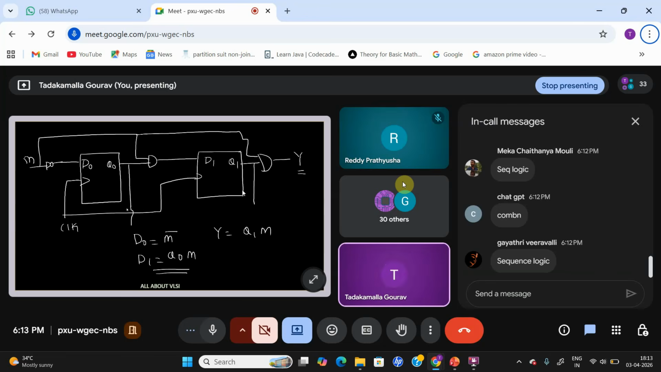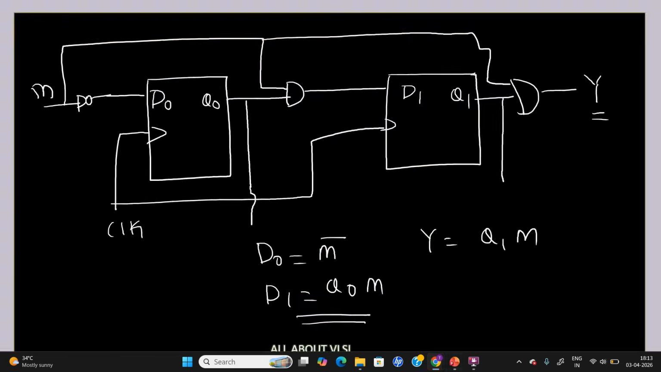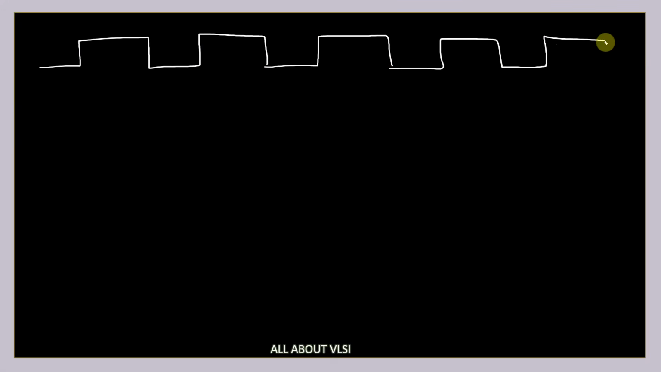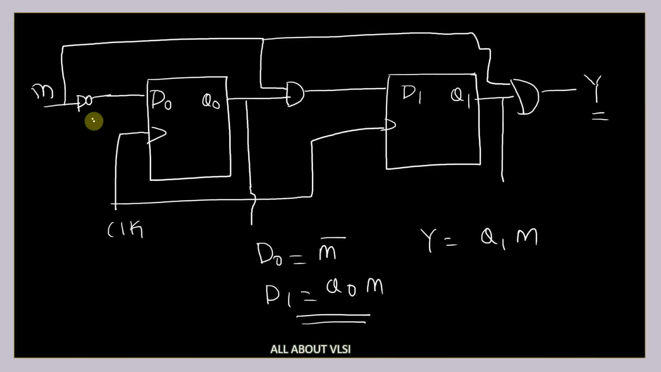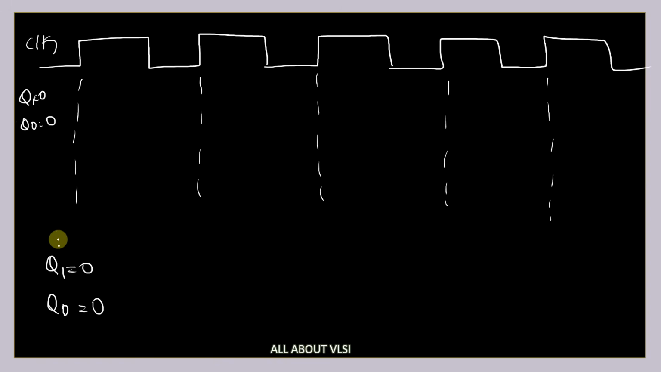Now, if you carefully observe, let me draw a simple clock for you. This is my simple clock. And let's assume my Q1 and Q0 values are 0, 0. So Q1 is equal to 0 and Q0 is also equal to 0. Now let's say at this first edge of the clock, M is also equal to 0. My input is also equal to 0.